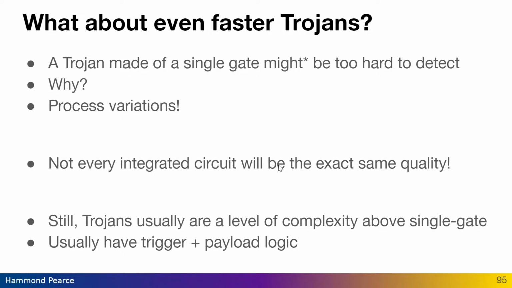And so when you're trying to do things like have a dirty great big Trojan that adds a big delay, easy enough to detect. If you've got a single gate worth of Trojan, that's going to be really hard because the delay that a single gate adds might be too small compared to the natural noise that's added by the process variations. But fortunately for us, Trojans usually are a level of complexity above a single gate because we want them to do things like edit memory and add networking backdoors and stuff. So those kinds of really tiny Trojans might not be practical anyway.